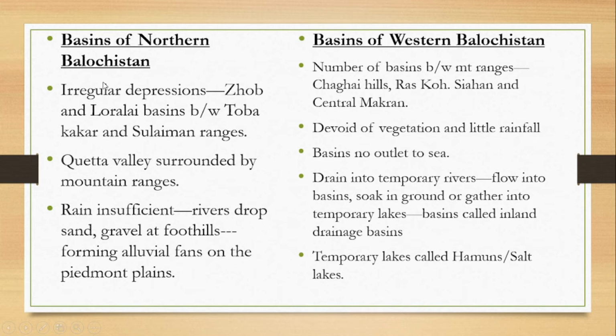But unlike the basins of northern Balochistan, the basins of western Balochistan have no outlet to the sea. Like we discussed in the definition earlier, the basins collect the water and then throw it into the nearby destination, any estuary, bay, lake, ocean, or whatever. But in the western part of Balochistan, they do not have any outlet to the sea. Whereas in the case of northern Balochistan, they do have an outlet because they are closer to the Indus River, so they get drained into the Indus River. But here, they do not have an outlet.